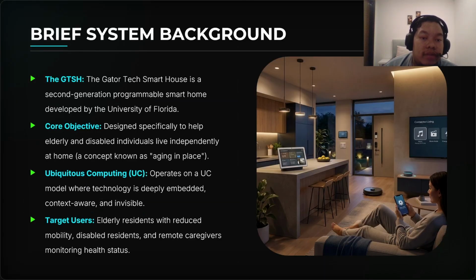First, I would like to begin with the introduction of the system background. The Gator Smart House is a second-generation programmable smart home developed by the University of Florida, and the core objective of this system is that it is designed specifically to help elderly and disabled individuals who live independently at home.